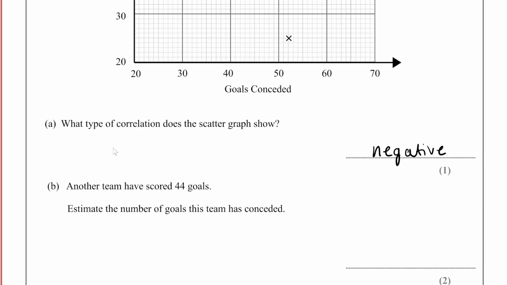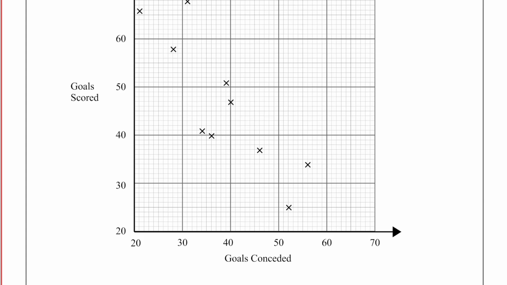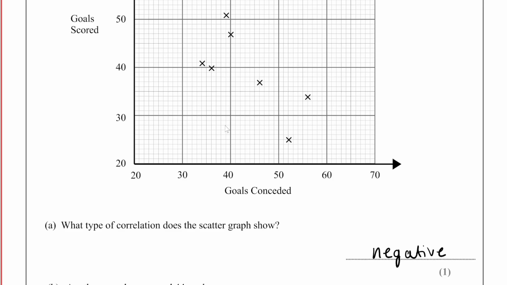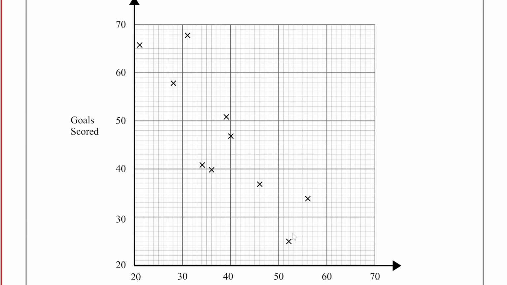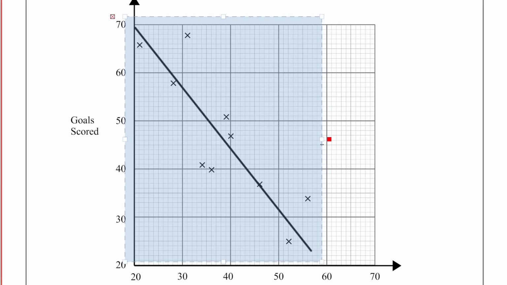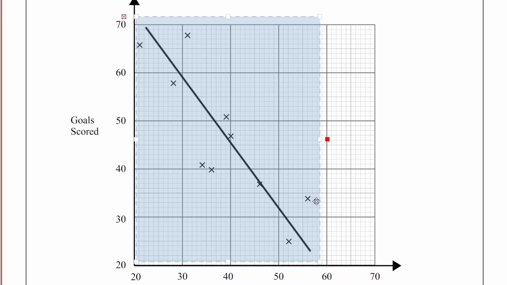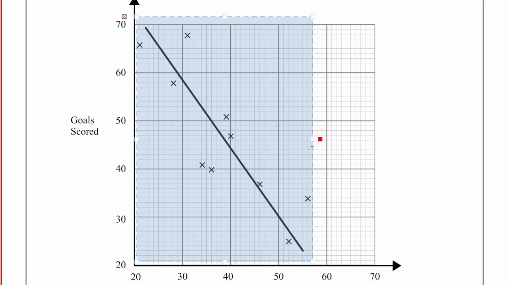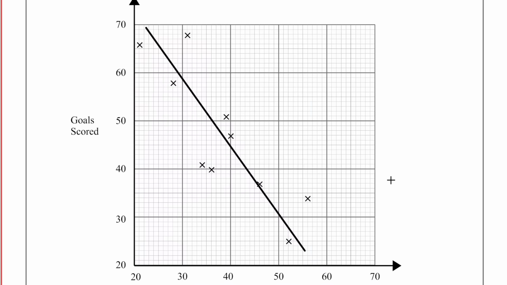Part B, another team has scored 44 goals. Estimate the number of goals this team has conceded. So we need to draw a line of best fit on our scatter graph. So it's a line that best represents this data. We want to minimize the distance from the points to the line. So we want roughly the same number of points on both sides. The shortest distance possible from the line to the points. Something like that.